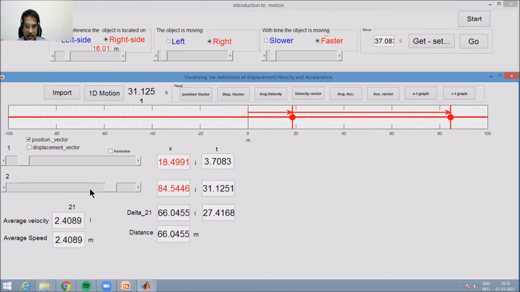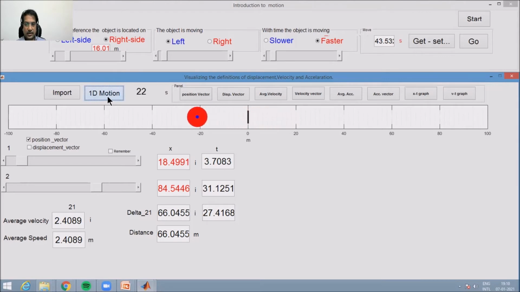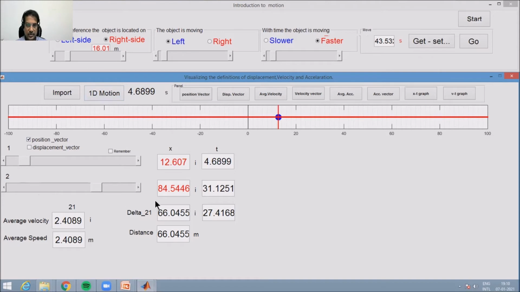Now let us look at the object moving towards the left. The same object would move towards the left. Let us observe the motion. So for this motion, let us choose time t1 as 4.68 seconds. The object would be at 12.60 meters. And at 15.55 seconds, the object would be at minus 4.71 meters. Hence, displacement would be minus 17.32.